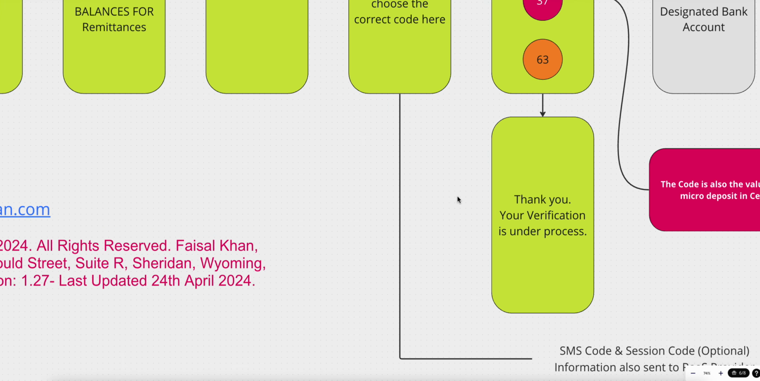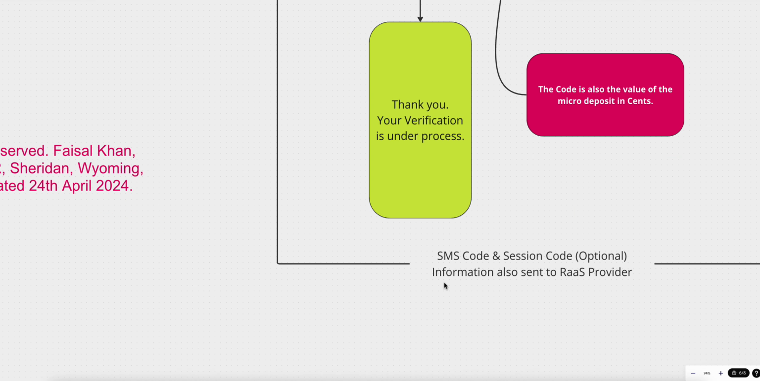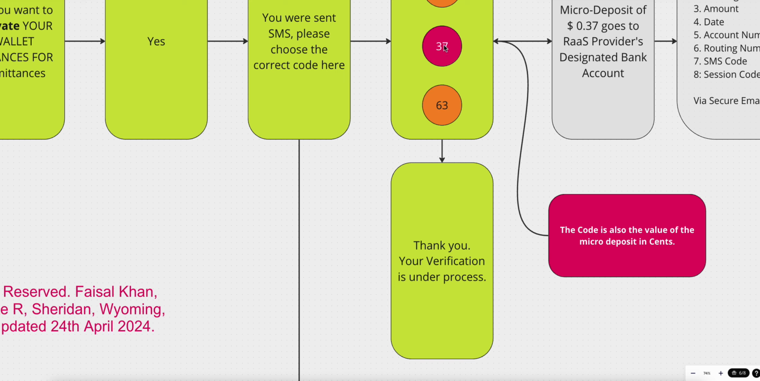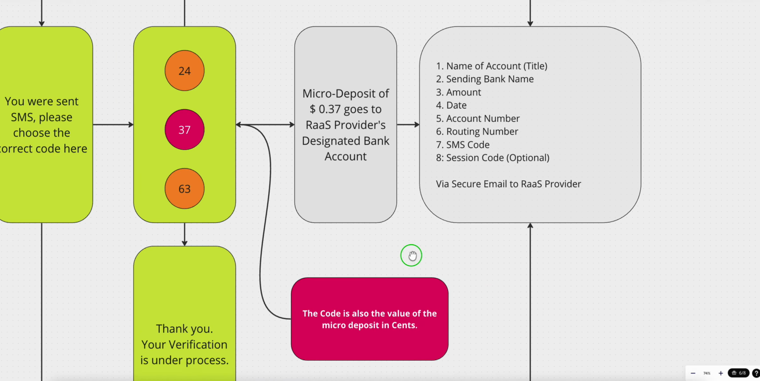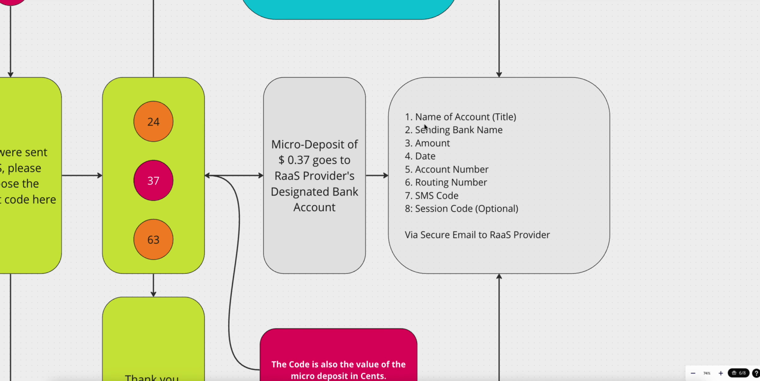And what happens also, an SMS code and a session code is provided to the RAS provider. So the RAS provider is notified that you are going to receive 37 cents as a micro deposit, and this is the SMS code, etc. So this code is also the value of the micro deposit in cents. So what does the RAS provider see? The RAS provider is going to see things like the name of the account, the sending bank, the date, the amount, the account number, the routing number, the SMS code, and the session code. All this is sent to the RAS provider, right?